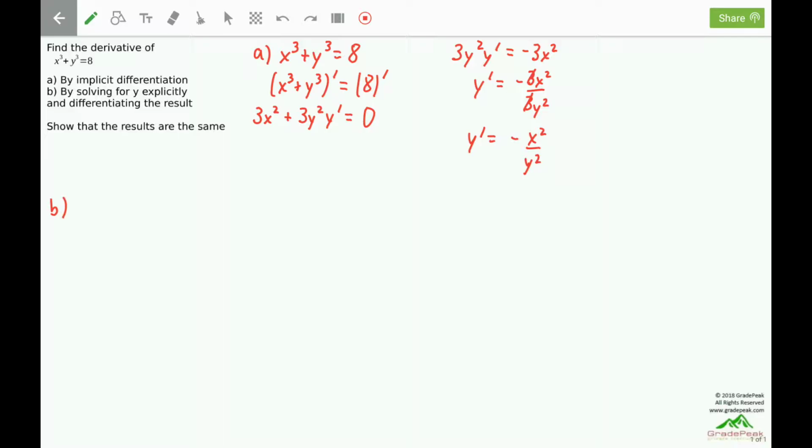For part B, we want to solve for y explicitly and differentiate that result. This isn't always possible, and that's why implicit differentiation is needed. But if it is possible, this is an optional way to find the derivative. We want to solve for y here, so we'll start by subtracting x cubed to the other side. And now we will take the cube root of both sides, so that we have now y solved explicitly in terms of x.